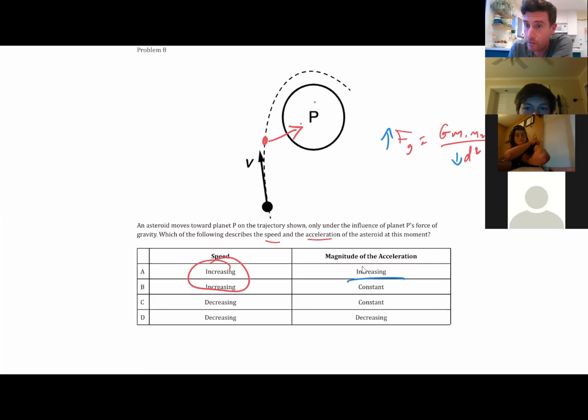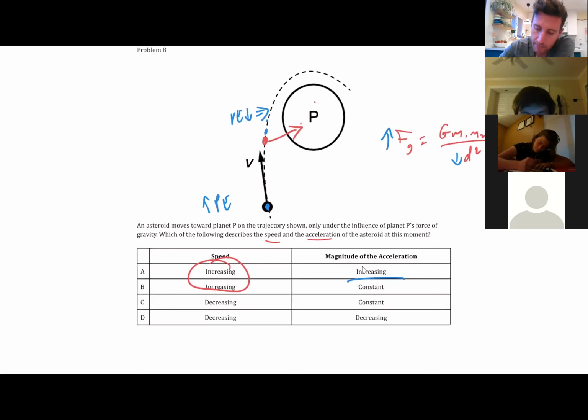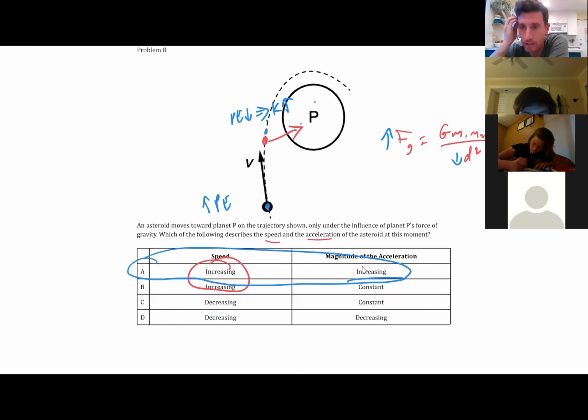We could also think about this one as a potential to kinetic energy problem. So I could say for the speed, I am going from high potential energy. And as I get closer, so I'm doing PE here, where I have greater potential energy. As I get closer, my PE goes down, so it has to transfer to my KE going up. So I would go with A, speed is increasing, acceleration is increasing.